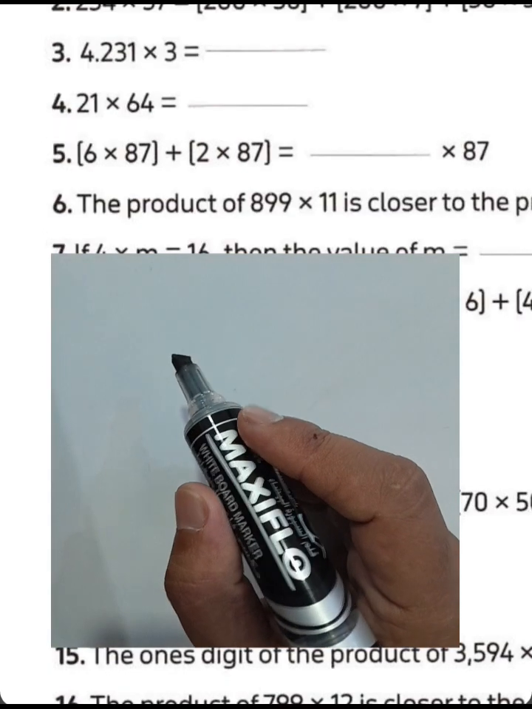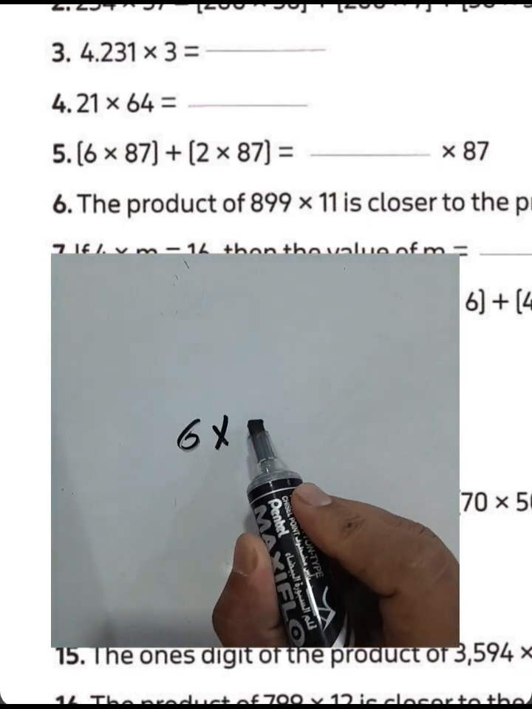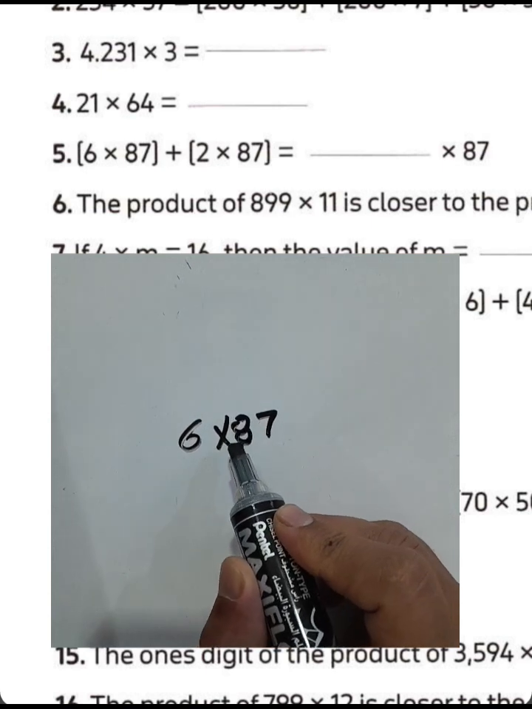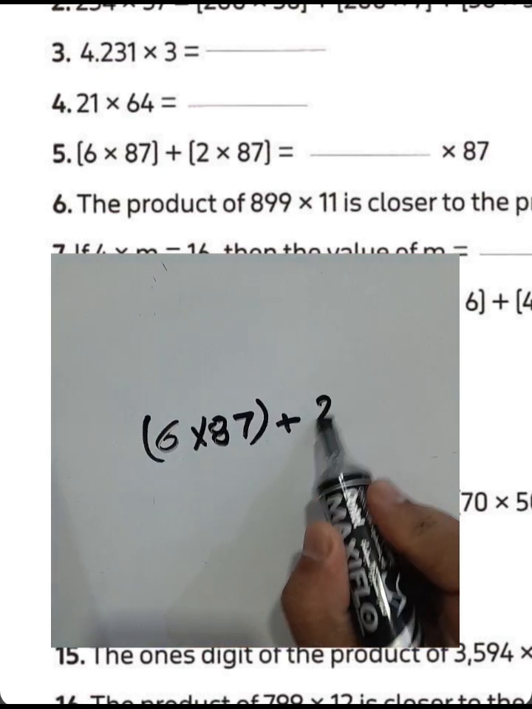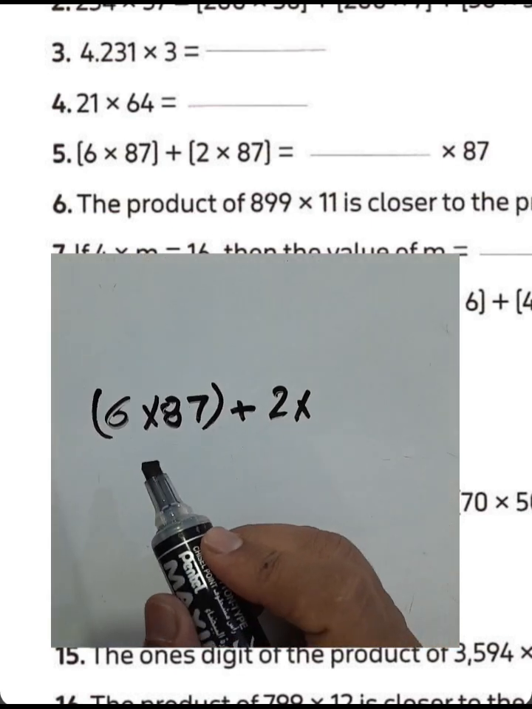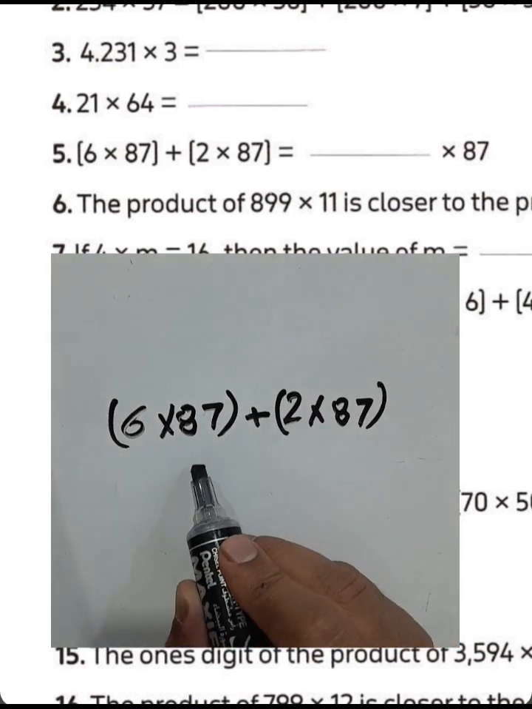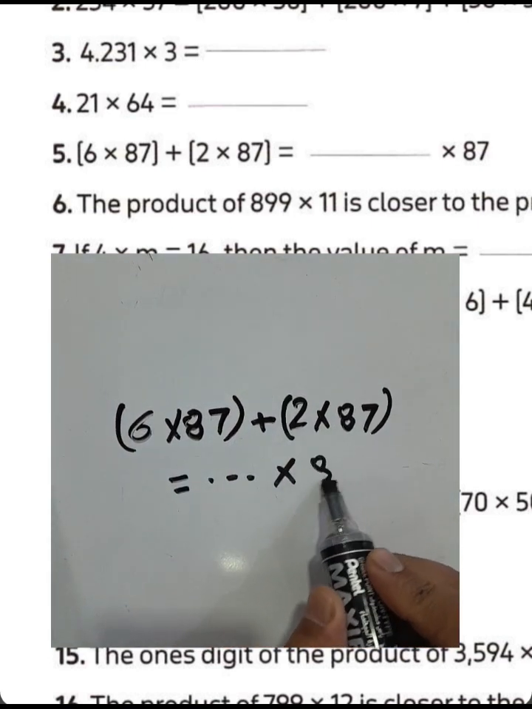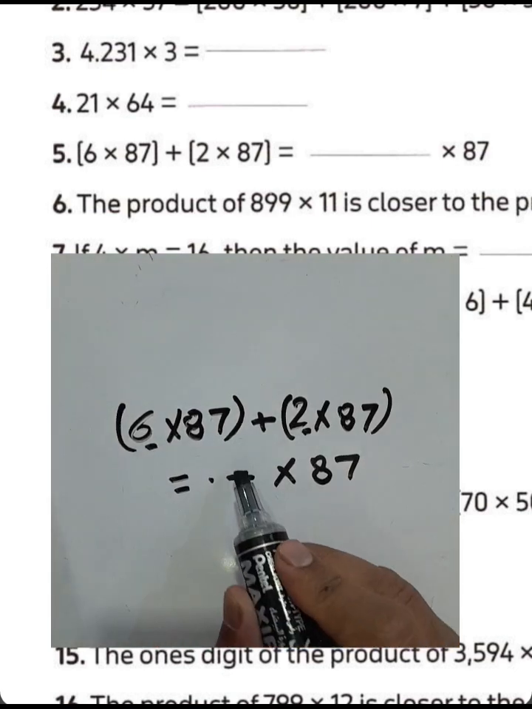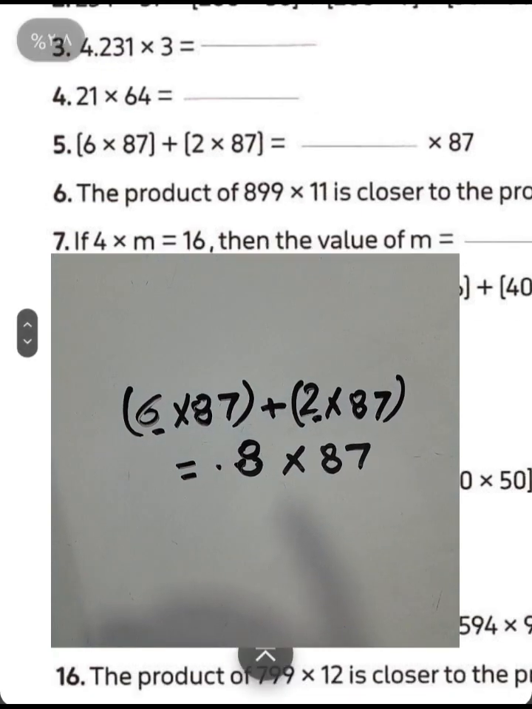Question number 5. 6 times 87 plus 2 times 87 equals space times 87. We have here 87 constant. Then we must add 2 plus 6 equals 8. Write 8 in the space here about question number 5.